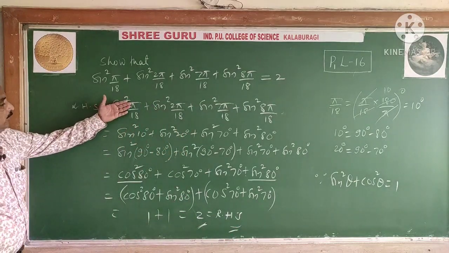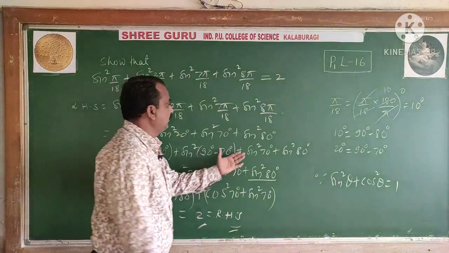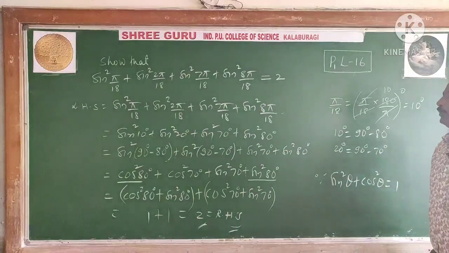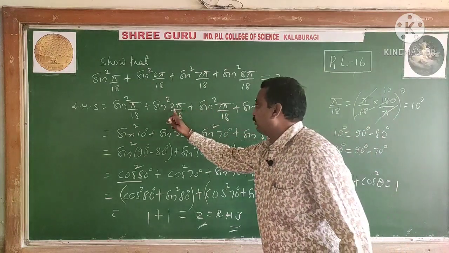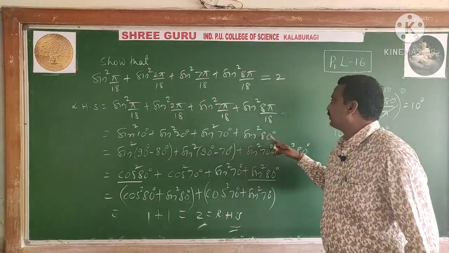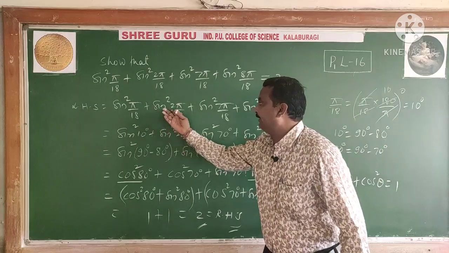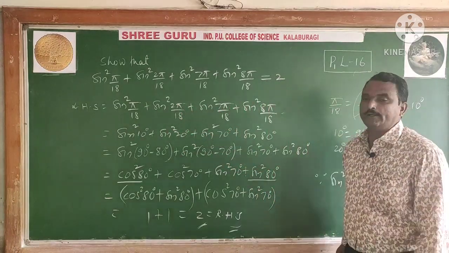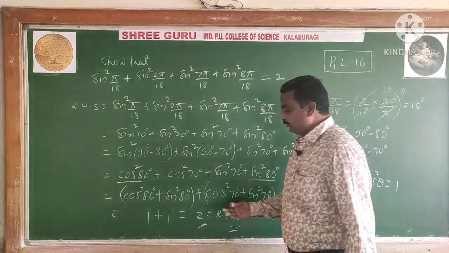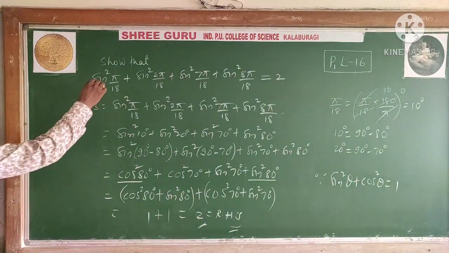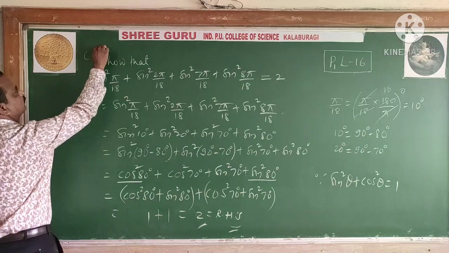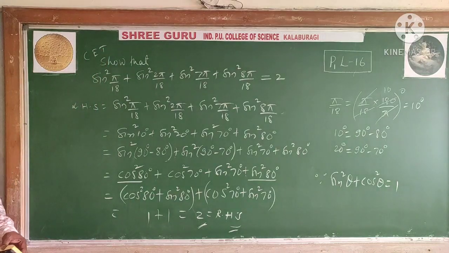So you may convert in terms of degree, or in terms of radian, so you will get it easily depending on what type you have to convert. So this is sin square 10, sin square 20, sin square 70, sin square 80. In terms of radian, pi by 18, 2 pi by 18, 7 pi by 18 and 8 pi by 18. So these are the CET type examples. These questions are asked in the CET examination.